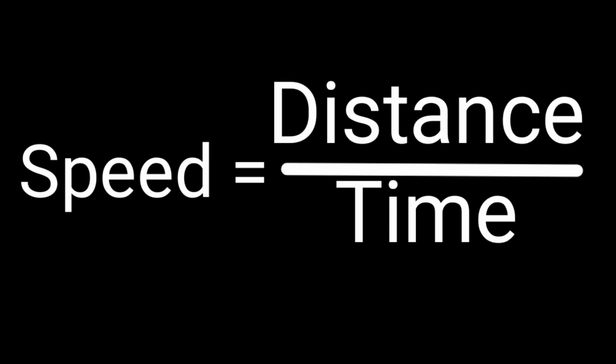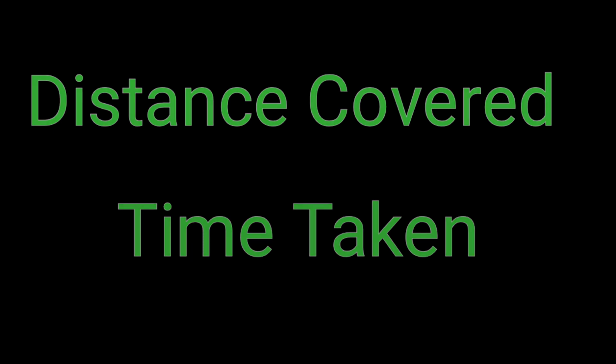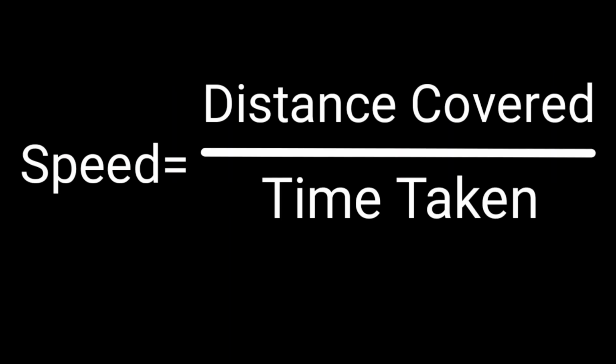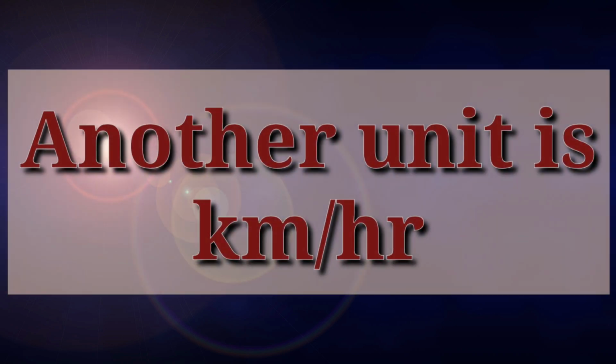Speed is equal to distance upon time. So, to calculate the speed of any object, if we know the distance covered and the time taken to cover that distance, we can find out the speed of that object. The SI unit of speed is meter per second. Speed is also determined in the unit kilometers per hour.